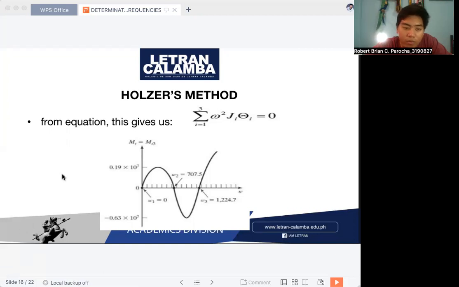Also, the graph below plots the torque M sub T applied at the last disk against the chosen frequency. The natural frequencies are the frequencies at which M sub T is equal to 0. We base it on the zero point.